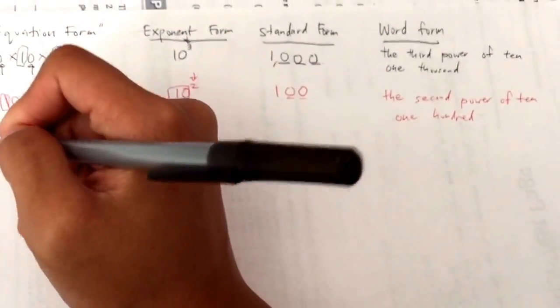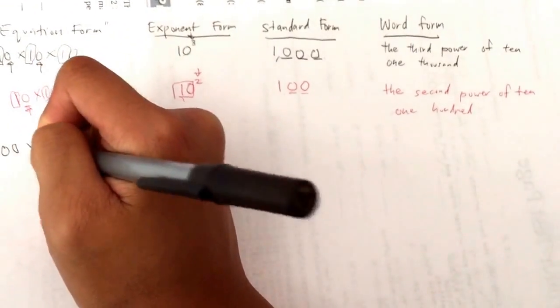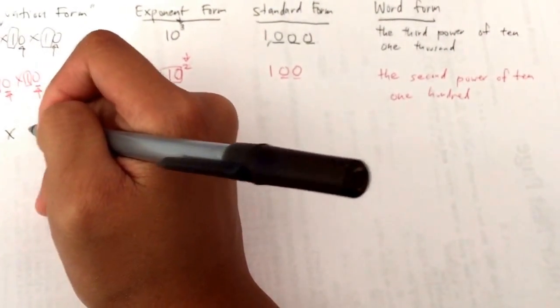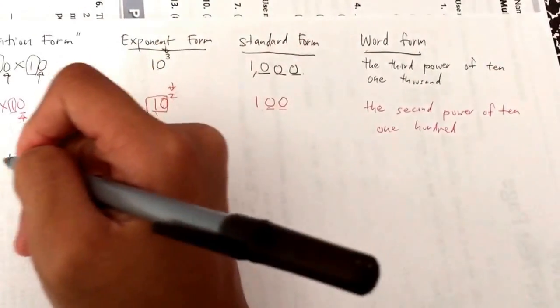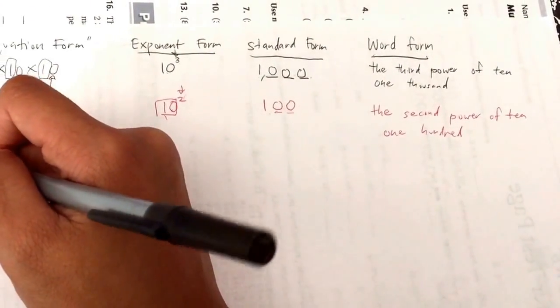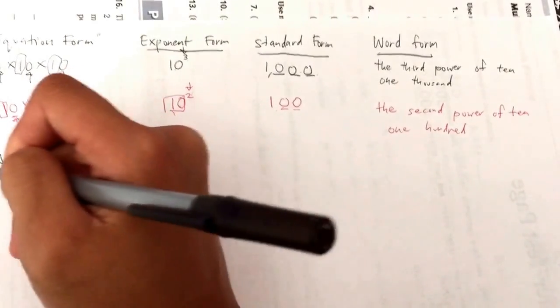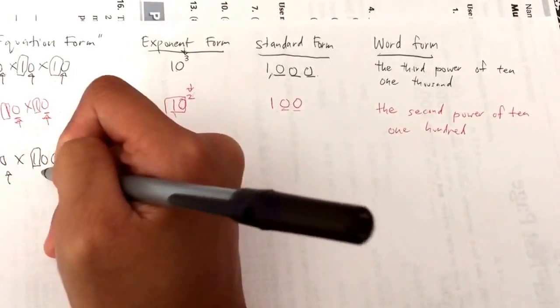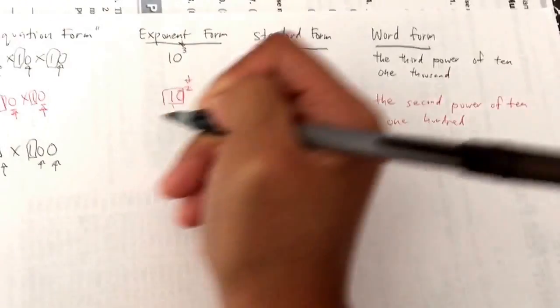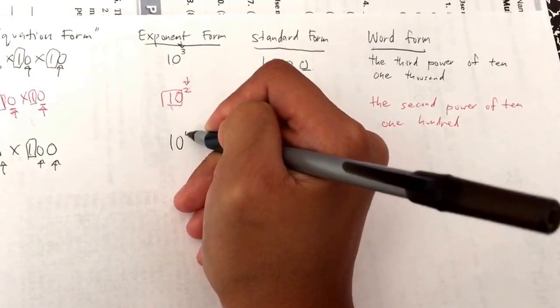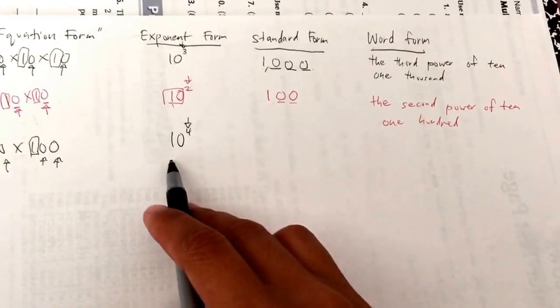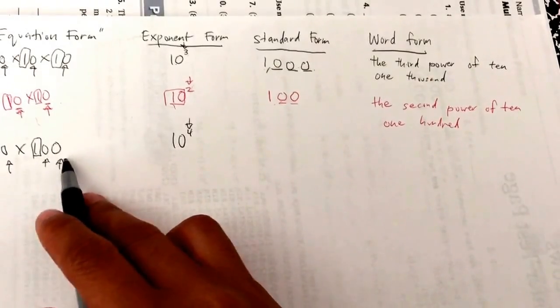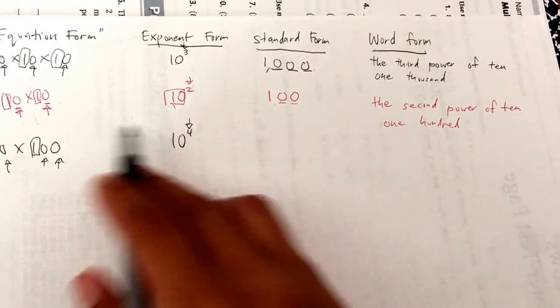Let's try another one. This one's going to be a little bit more complicated. 100 times 100. Let's count how many zeros we have. Here's our base number, 1, 1. We have 1, 2, 3, 4. And so it's going to be 10 to the 4th, or the 4th power of 10. 1, 2, 3, 4 zeros means there's going to be a small 4 up here.